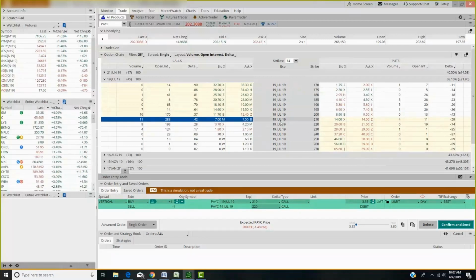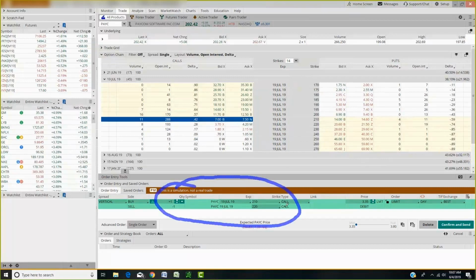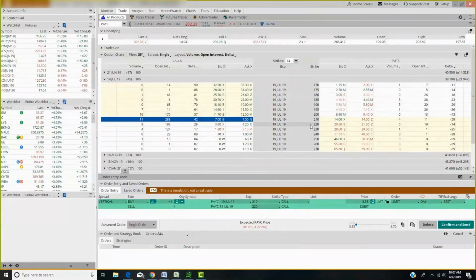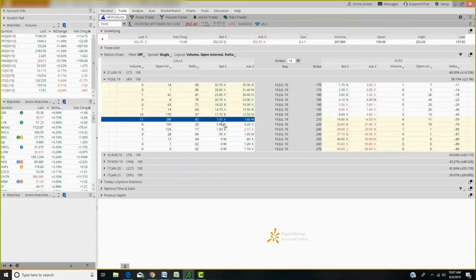Now, I bought a vertical at the 210. Now, I need to make some adjustments down here. Okay? So, what we're doing is we're actually selling this strike. So the debit vertical, we are going to sell the first strike out of the money, and we're going to buy the first strike in the money. Let me repeat. We're going to sell the first strike out of the money, and we're going to buy the first strike in the money.